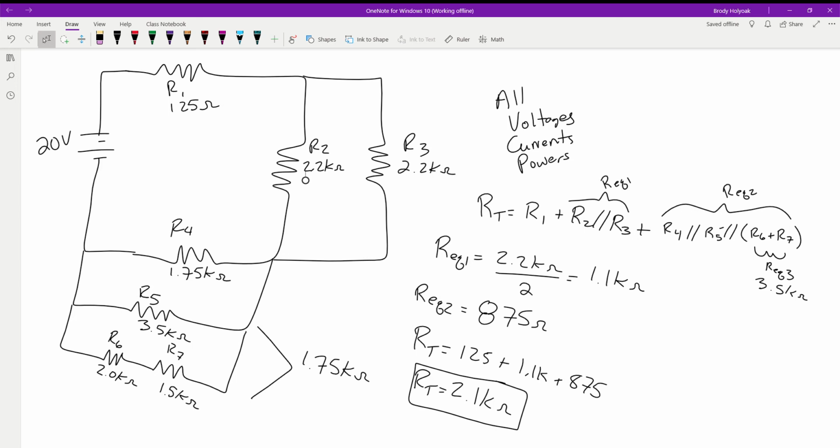Yeah, so if you have any number of the same valued resistor, you can just divide whatever the one value of it is by the number of resistors, and that will give you the same value. So here we end up with the 1.1 kiloohms, now that's all combined down to one value.